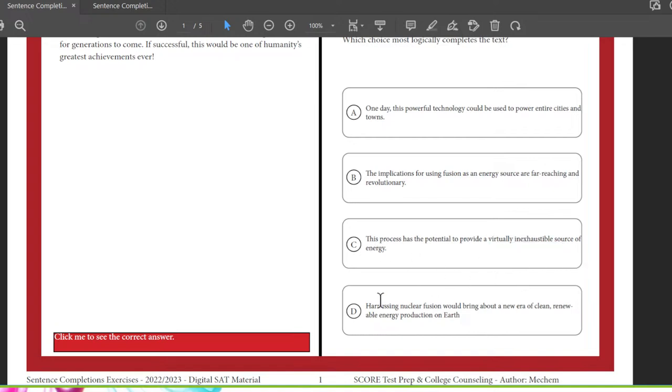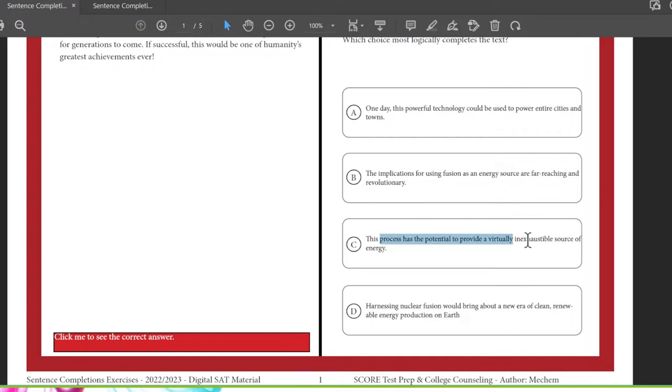That seems like that could work. Harnessing nuclear. Again, this is also consequences. So again, when we're looking at these question options, try to look at which one is different. And here I see that there are 3 that are focusing on the consequences: new era of clean, renewable energy, power entire cities, implications. Like 3 of these are focusing on future things that could happen.